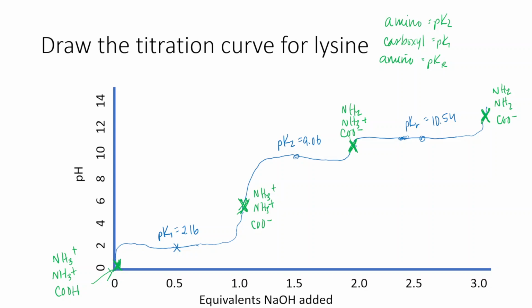So our first pK, which is for our carboxyl group over here, we would have half protonated and half deprotonated, right? We're right in between. So we have some COOH, some COO minus. And what would our amino groups look like here? Yeah, they're all protonated, exactly. And our second half equivalence point, now what would we have?